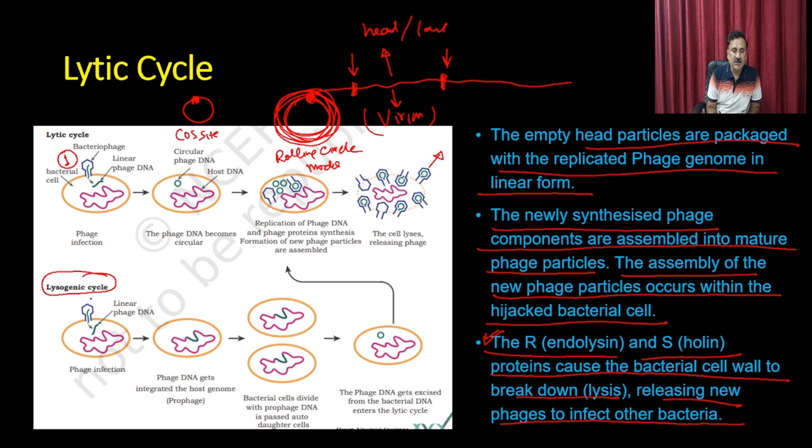So, the initial stage is that the virus is going to attach and inject the DNA, the linear DNA is going to be injected. Then this linear DNA will activate the C2 cycle.